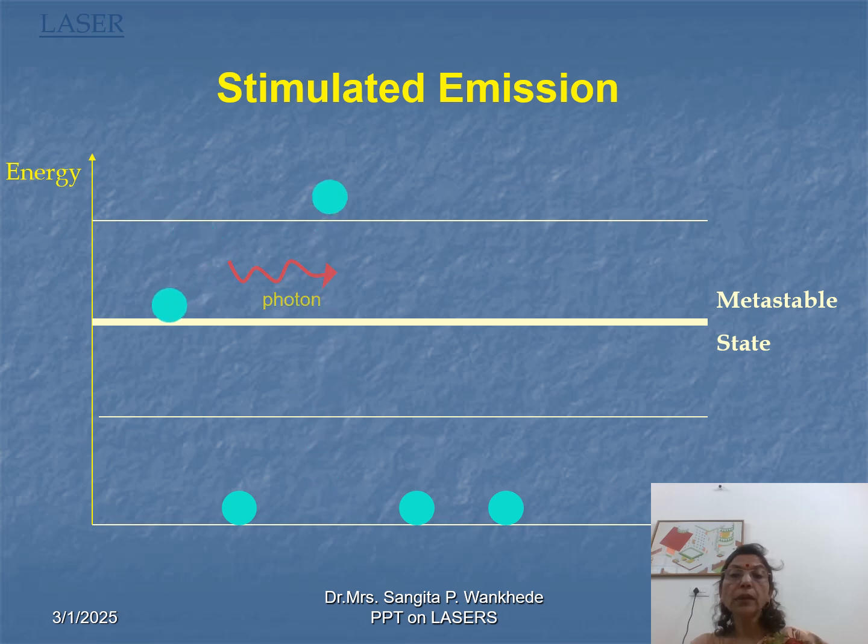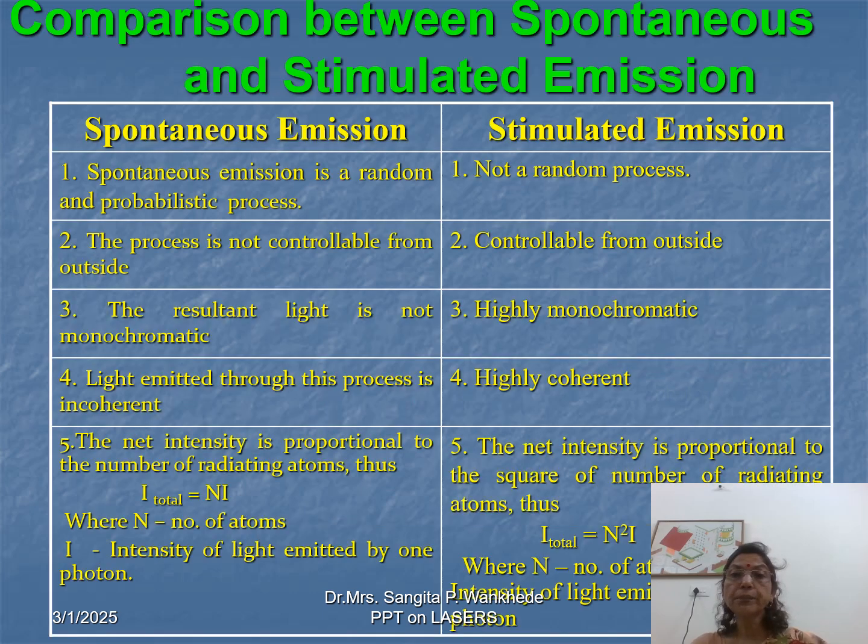Initially, in stimulated emission, the atoms will come down, and while coming down they will emit the photon. So they will remain in the metastable state. I will explain what the metastable state is; that definition we will discuss later.